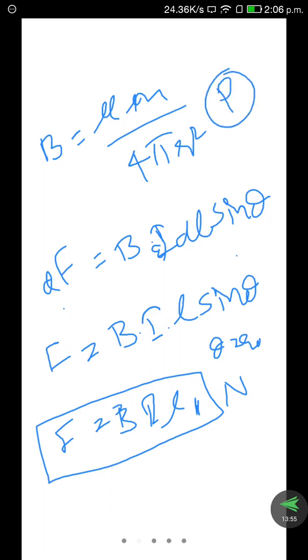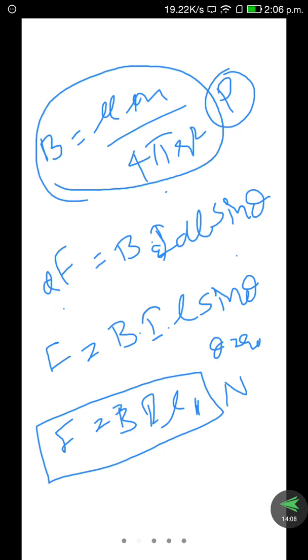Sir, so 4 pi r square, what does it mean, sir? Here we are making it constant, right? B is equal to, we can substitute the value as mu m by 4 pi r square. We are just separating the constant terms and variables. This is the concept, force acting on a conductor.